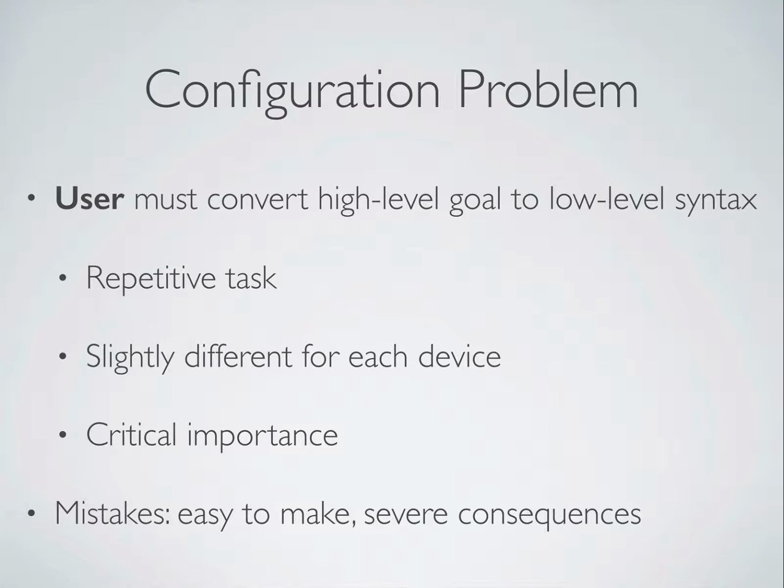A user must convert a high-level goal, such as their routing policy, to achieve a business or technical goal, into the low-level syntax to program each device. This is a repetitive task. It's slightly different for each device, but it's of critical importance. A small mistake is very easy to make, but can have severe consequences and can be subtle to detect. Sometimes these mistakes may only crop up when an outage occurs.